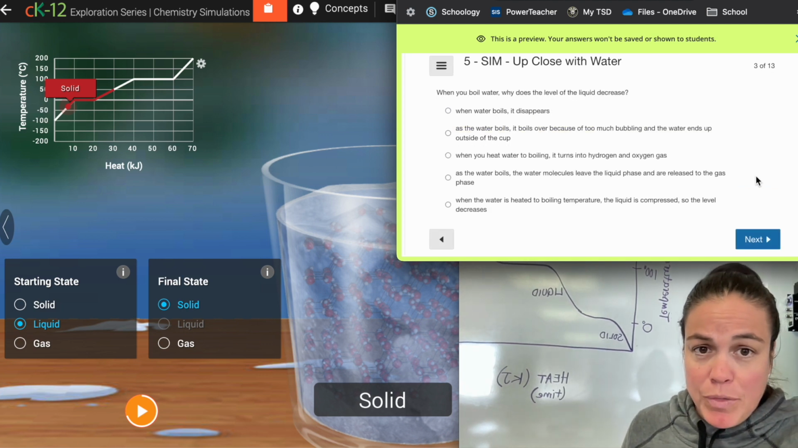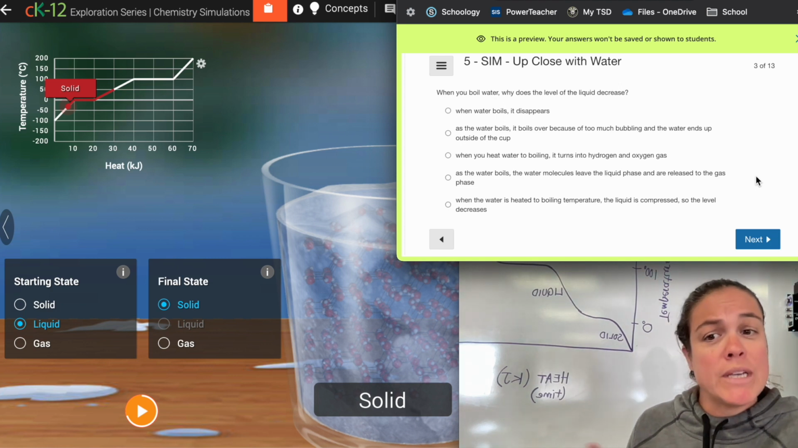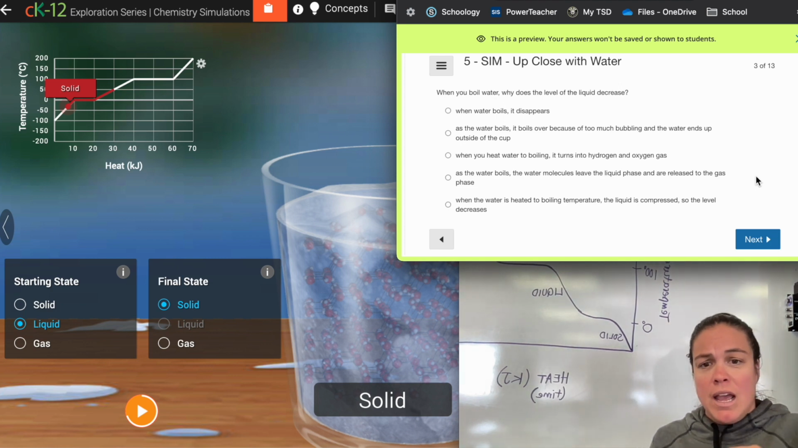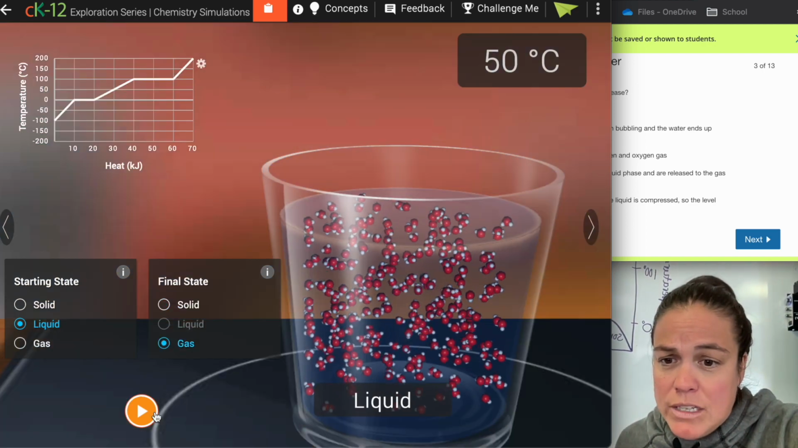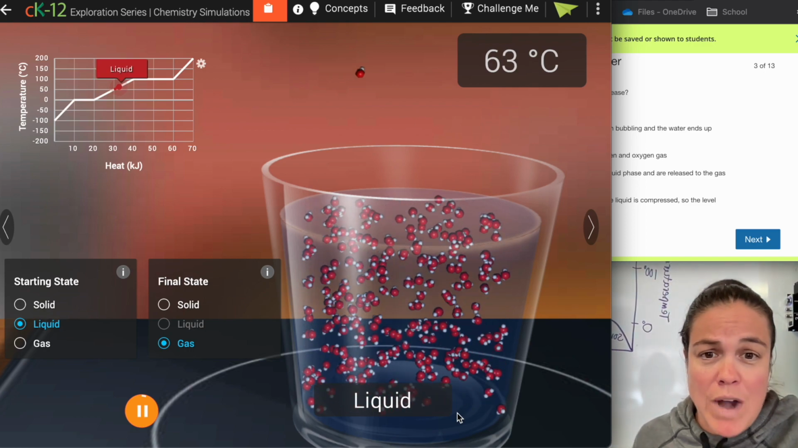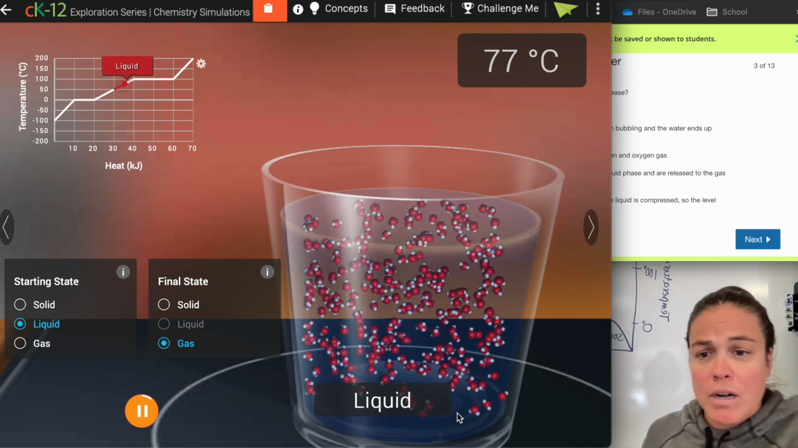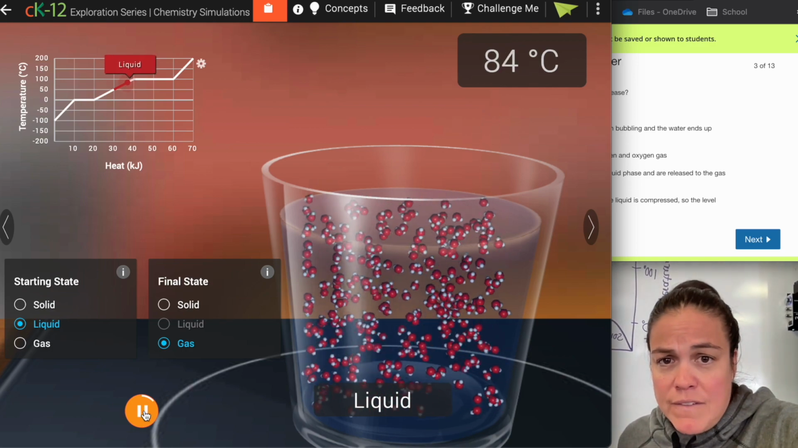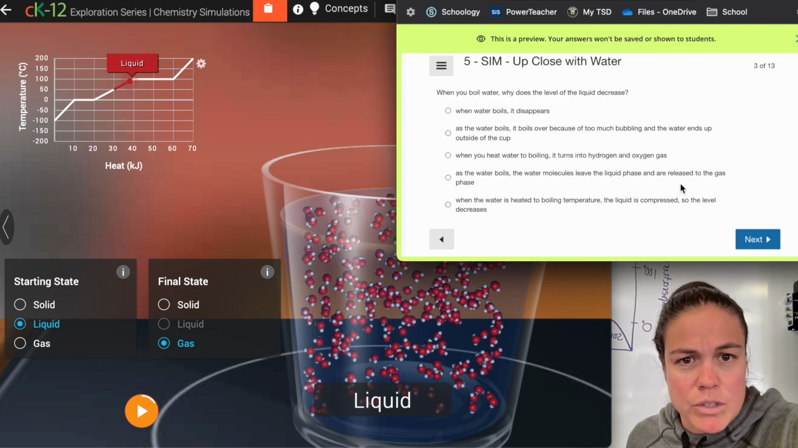All right, number 3, when you boil water, why does the level of the liquid decrease? Well, we saw this in the simulation, and I'll show you again for a second here. If we've got liquid and we're heading towards a gas, we notice as it starts to rise there are little particles that are leaving, okay? So the particles are leaving, but they're leaving as whole particles, whole water molecules.